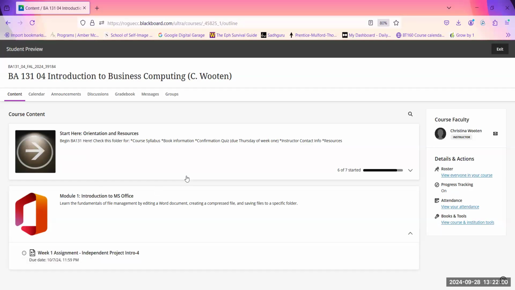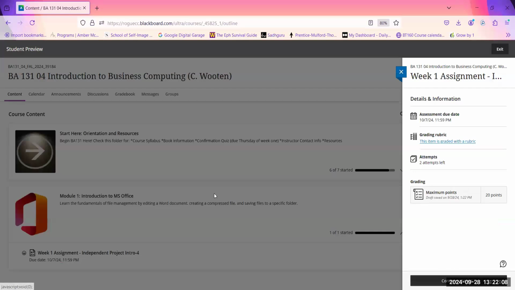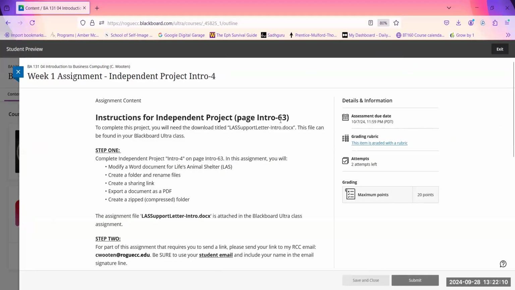Next is the Module 1, Introduction to Microsoft Office. And with this, basically the assignment is listed here for you. And this assignment is in your textbook. It's in the intro section on page 63. There are multiple steps for this assignment. So I would encourage you, just take a look at your assignment. If you've got some questions on it, reach out to me.